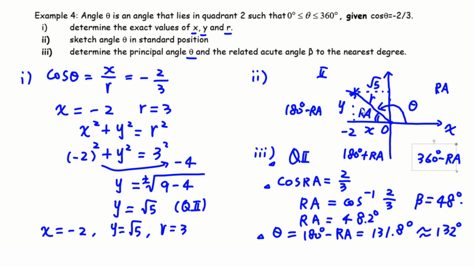And when we are solving a trig equation, we solve for the related acute angle. Then based on the quadrant, first quadrant, RA equals the principal angle. Second quadrant, principal angle equals 180 minus RA. Third quadrant is 180 plus RA. And the fourth quadrant is 360 minus RA.